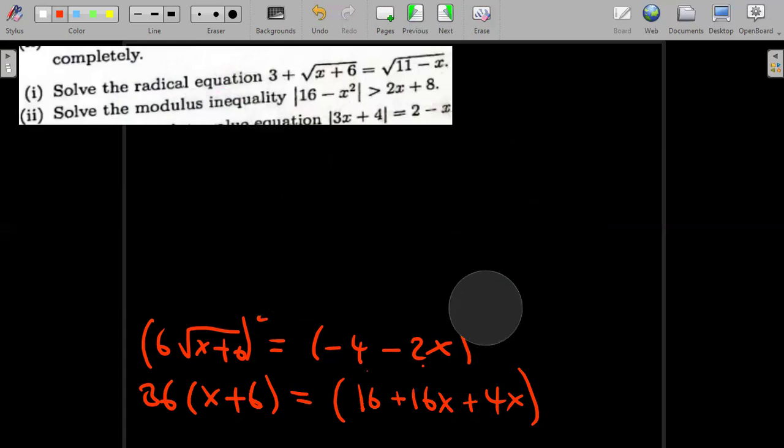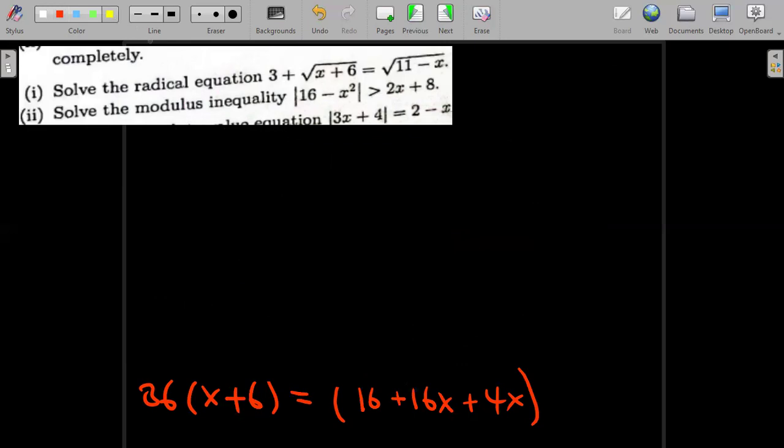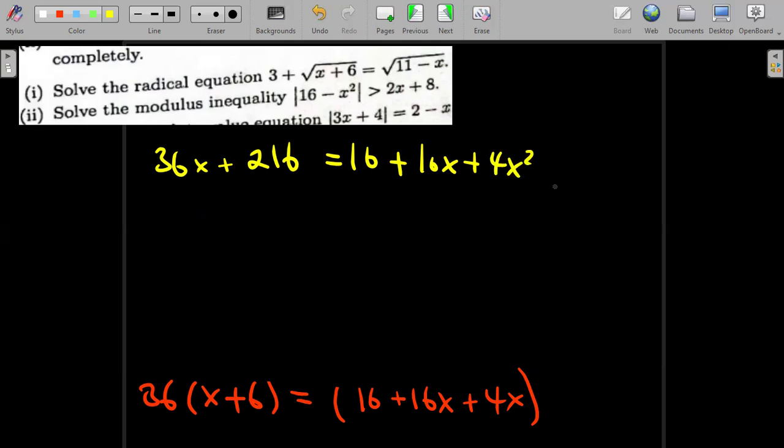You have 36 multiplied by x, then 36 multiplied by 6. What do we get? 36 multiplied by 6 gives us 216. And there you have 16 plus 16x plus 4x squared. Here we left out a squared. Yeah, so that's what you get.